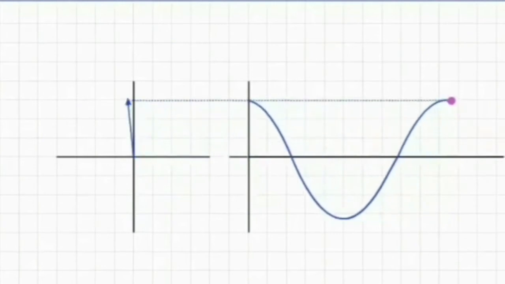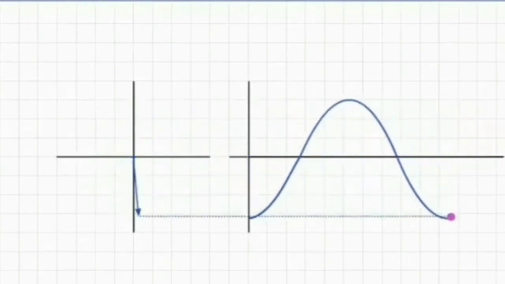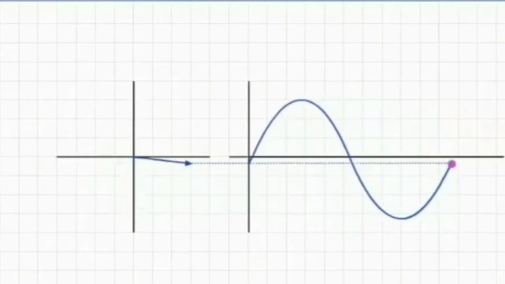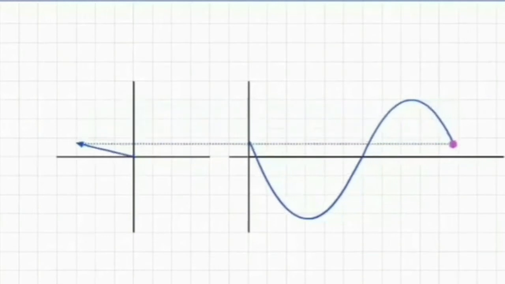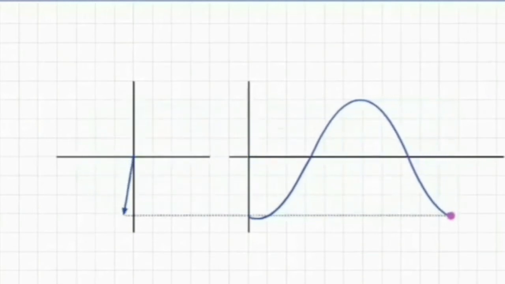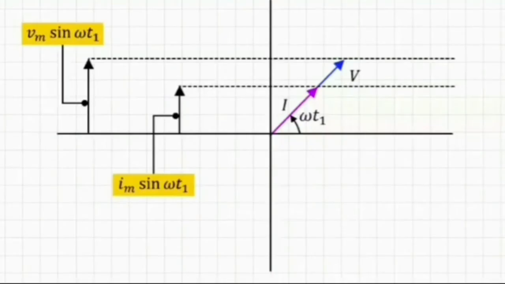So in short, when the phasor rotates about an origin, the rotation of the phasor generates sinusoidal functions like V equal to Vm sin omega t and I equal to Im sin omega t. When AC is connected to a resistor, we know the resulting voltage and current are in phase. There is no phase difference between voltage and current.